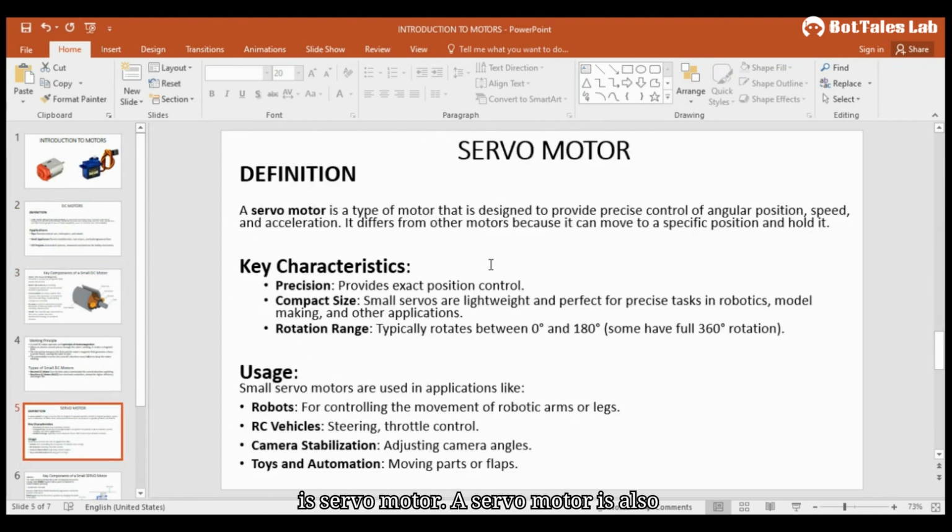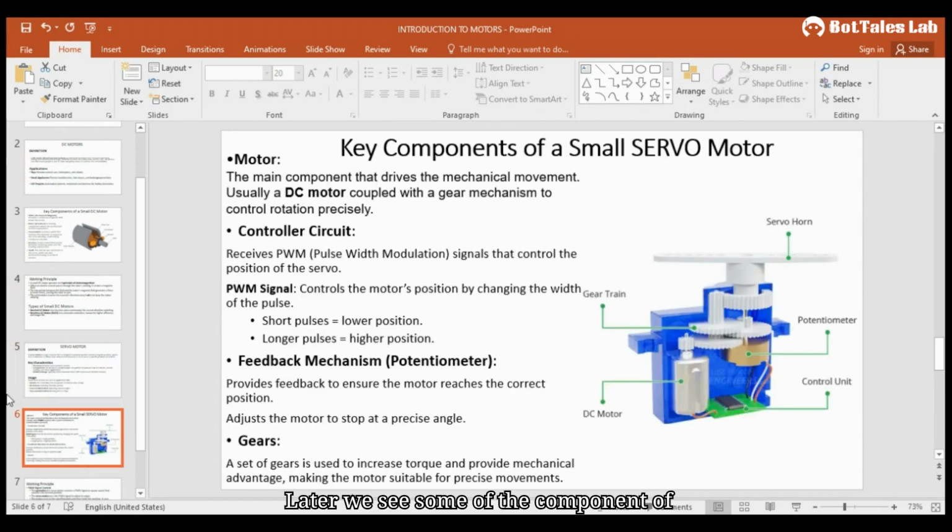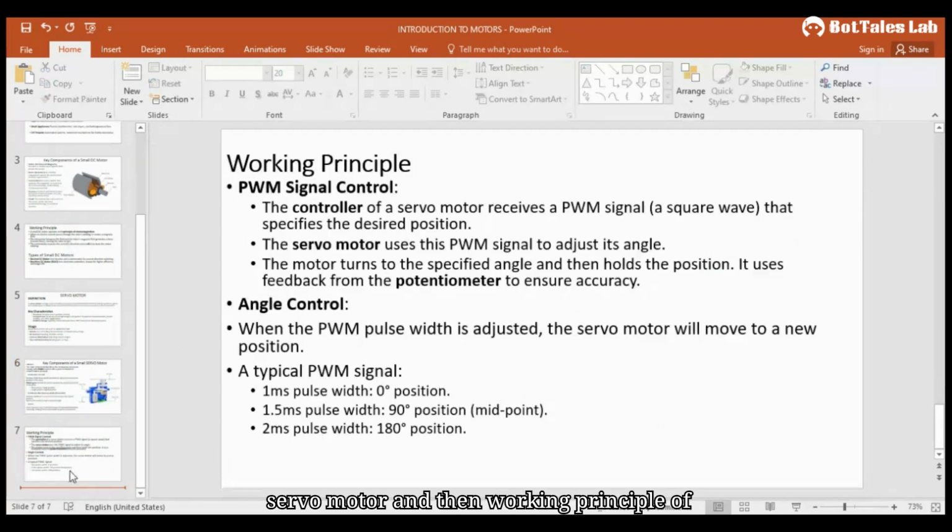Later we learned what a servo motor is. A servo motor is also a type of device which converts electrical energy into mechanical energy, but it will not rotate continuously. It will rotate in the form of angles like 90 degree, 180 degree, 360 degree, etc. Later we saw some of the components of a servo motor and then the working principle of a servo motor.